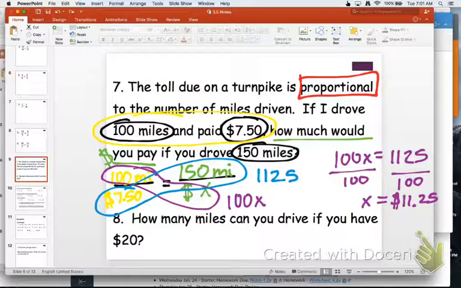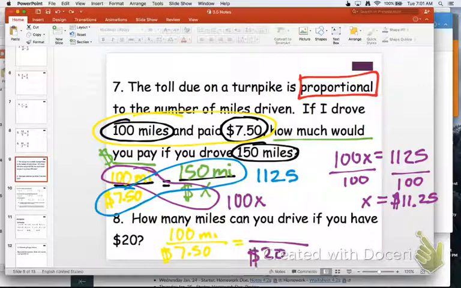Now, if I did the bottom question, I'd set it up very similarly. I would use that initial fraction that we were given in yellow, which would be 100 miles over $7.50. Remember, money is 2 decimal places. And then I would set up my other fraction to say 20 on the bottom because I've got $20 and X miles on top. And then I'd go through the process again to solve.